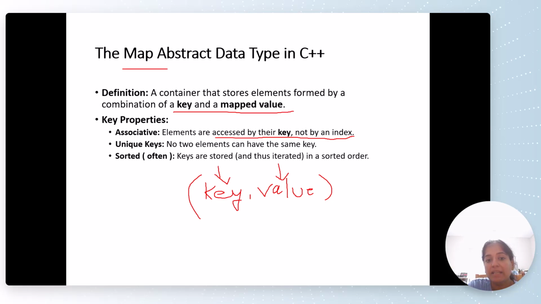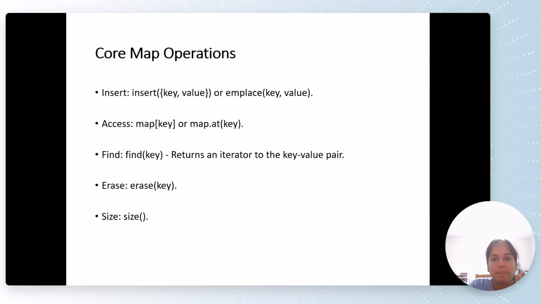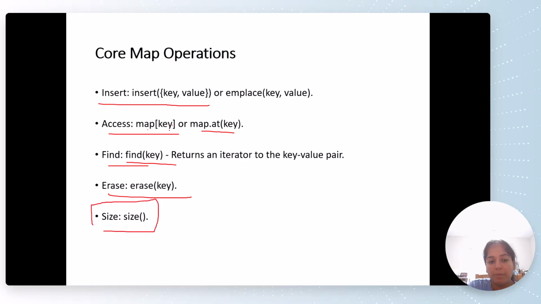Often keys are stored and thus iterated in sorted order, so generally keys are sorted. Map operations include insert with a key and value, since these are always stored as key-value pairs. For access, you use map key or map at: if you give the key, it will return the corresponding value. To check whether a particular key exists, we use find. Erase removes an entry from the map, and size gives the number of elements in the map.